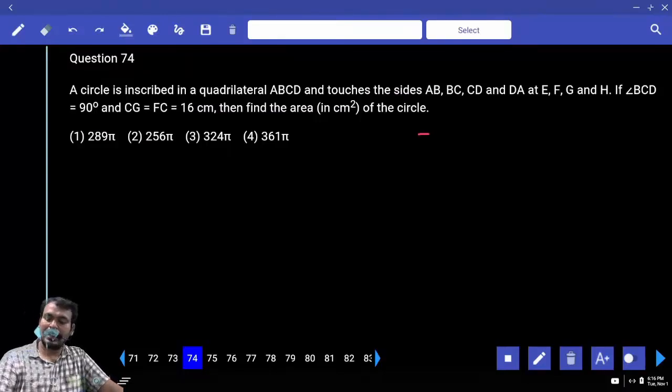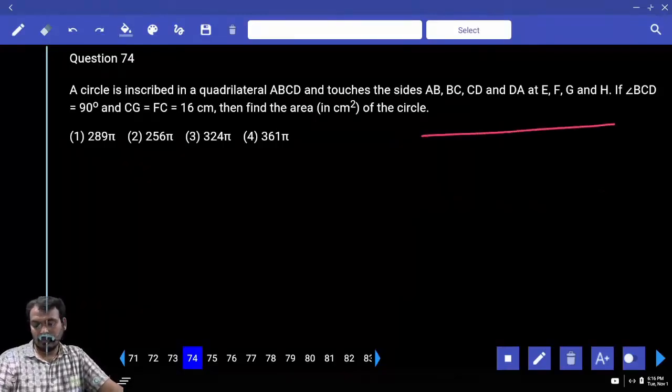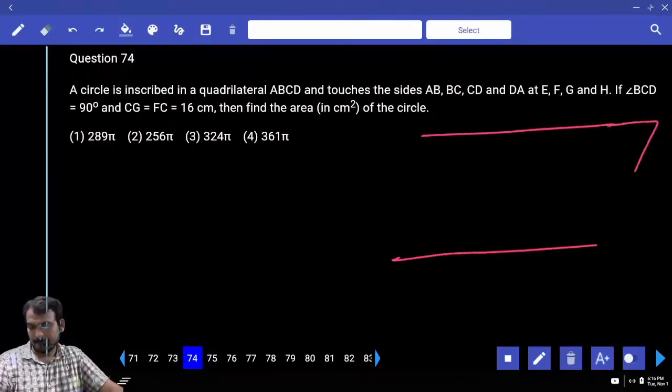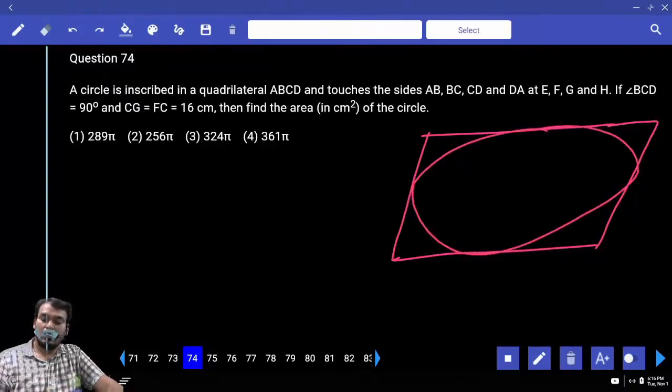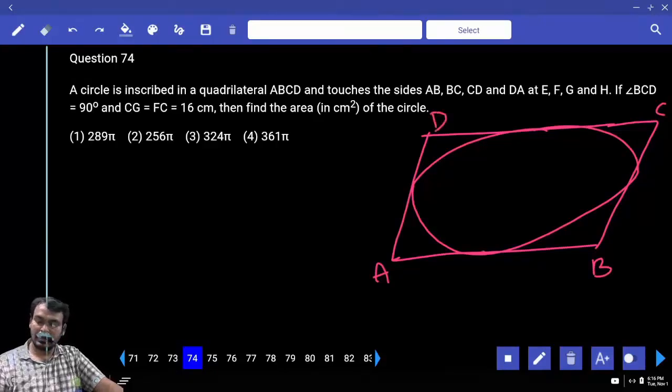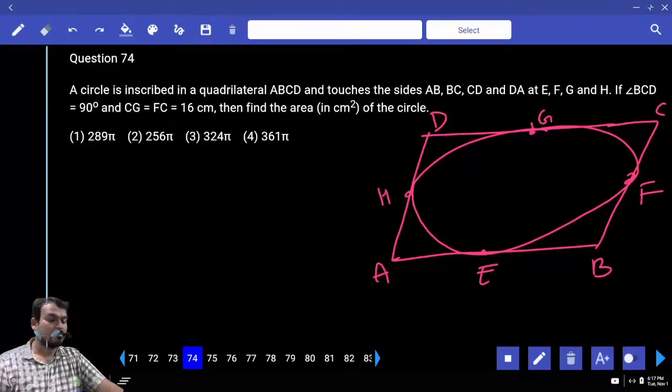A circle is inscribed in a quadrilateral. The outer diagram is the quadrilateral, the inner diagram is the circle. What points are given? A, B, C, D. AB touches at E, BC at F, CD at G, and DA at H. Okay. What is the angle BCD value?